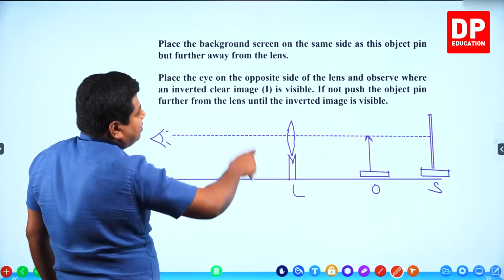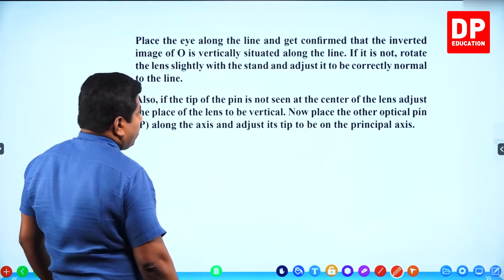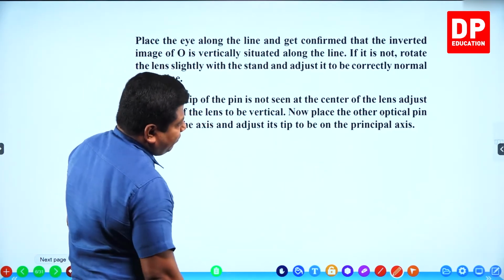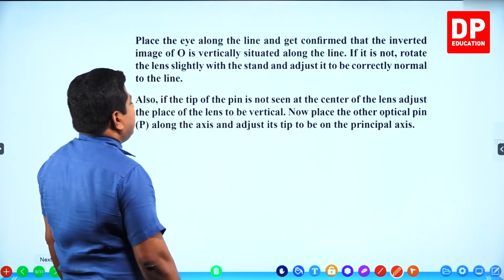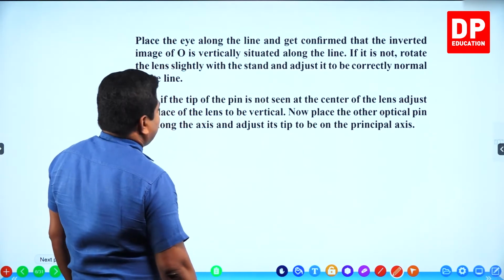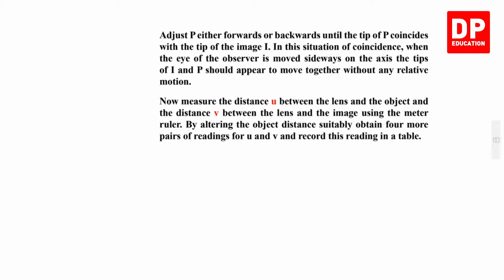So, adjust the lens and make sure you can see. Also, if the tip of the pin is not seen at the center of the lens, adjust the place of the lens to be vertical. Now, place the other optical pin along the axis and adjust the tip to be on the principal axis. Adjust P either forwards or backwards until the tip of P coincides with the tip of the image I.